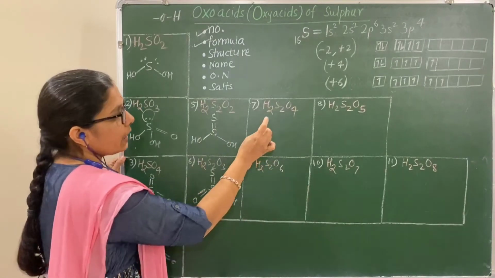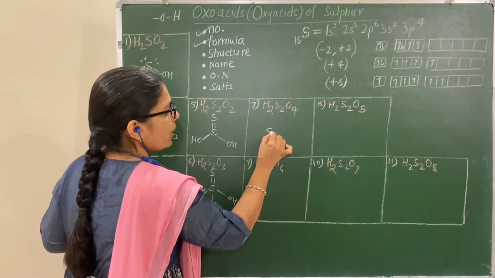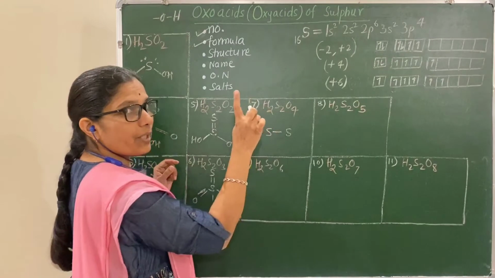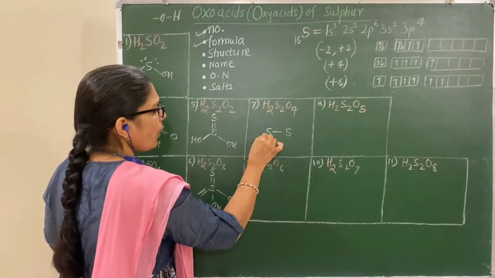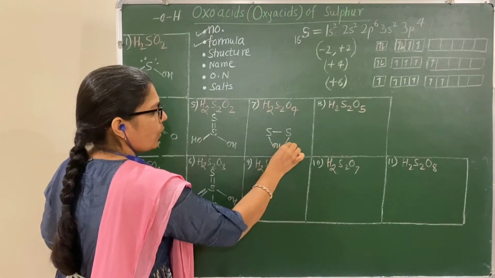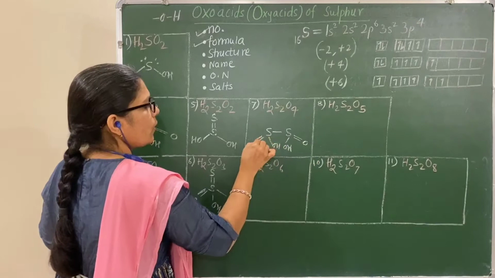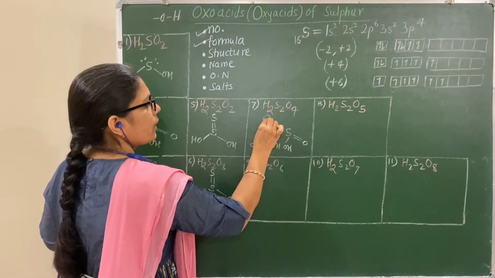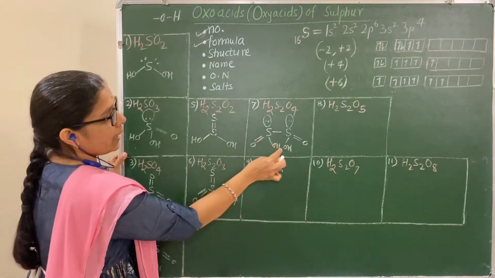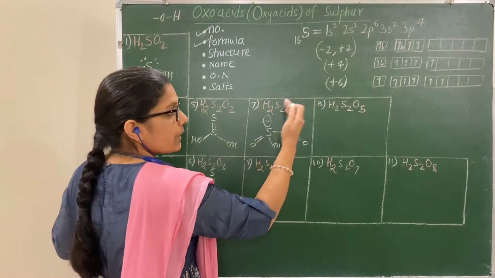Next, this one. Now here, 2S, and the structure is somewhat different. Two sulfur atoms. The 2H are always with the O, that is OH, OH. Then double bond O, double bond O. Then lone pairs. Okay, H2S2O4 is there. Next, now this one.